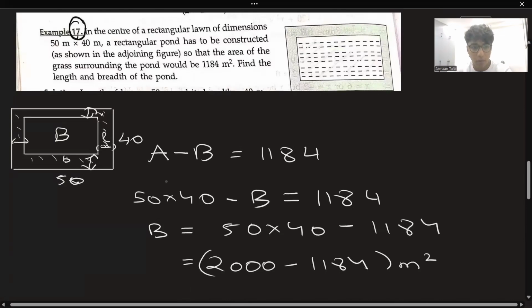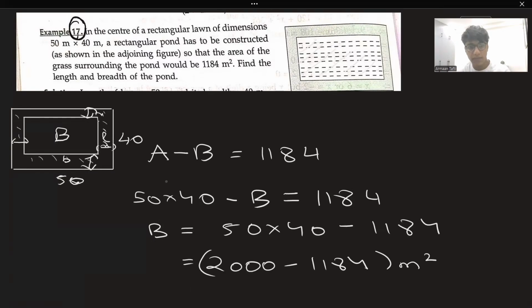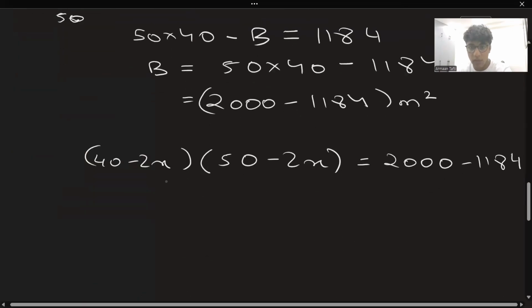We know that this pond lies in the center of it, and we know that it will be at a fixed distance from the actual rectangular garden. If we consider that fixed distance as x, it'll be x all around. So if it's x here, that means the length of the pond will be 40 minus this x and minus this x, that's 40 minus 2x. And the breadth of just this part will be this entire 50 minus this x and minus this x.